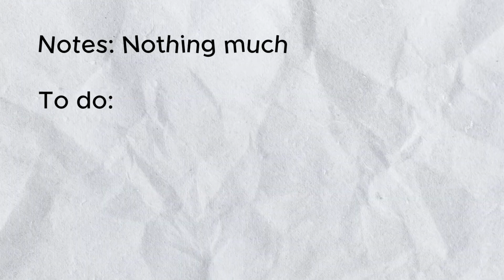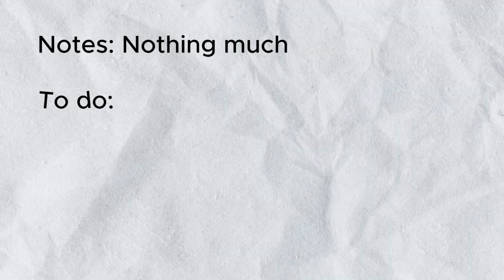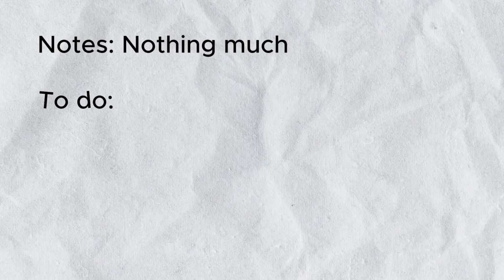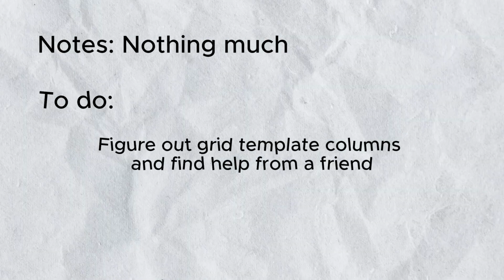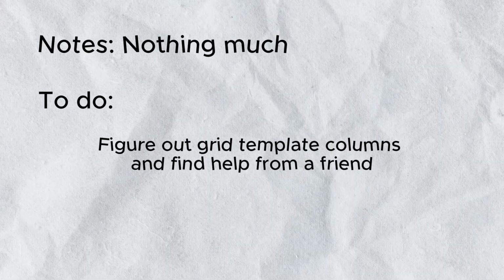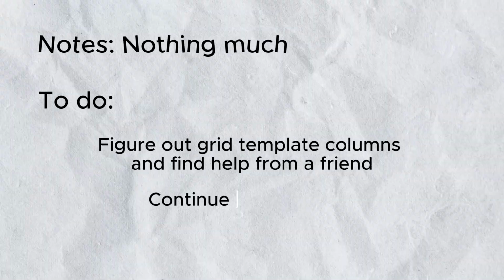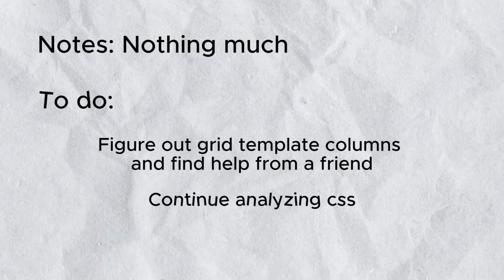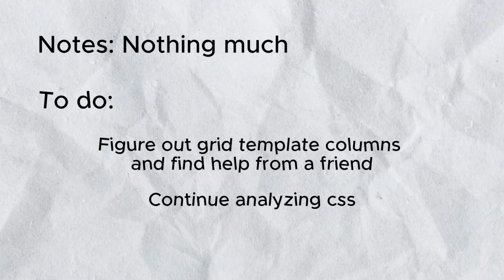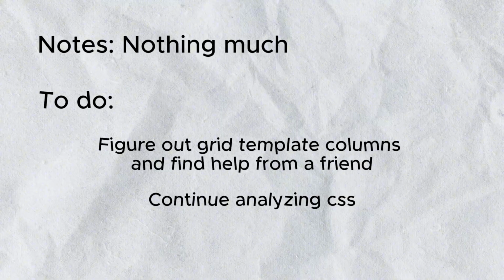On the to-do list side, I'm really happy to have finished 2 out of the 3 things we left off with last time. But like we talked about earlier, I still need to figure out grid template columns because I still don't quite understand it, and I think I'll be asking a friend for help on it in the next video. I'm also going to be adding another to-do item to continue analyzing the rest of the AI generated code, but that kind of goes without saying.